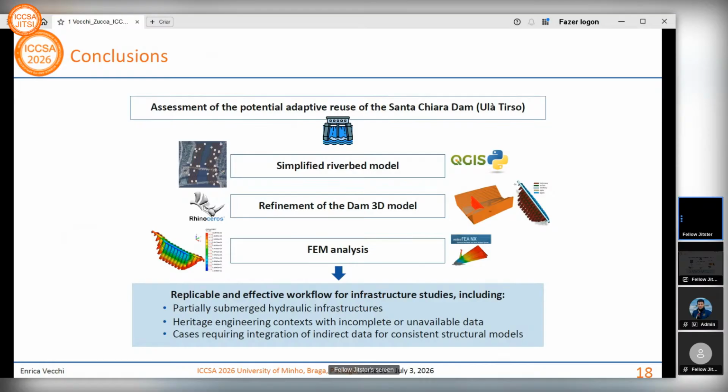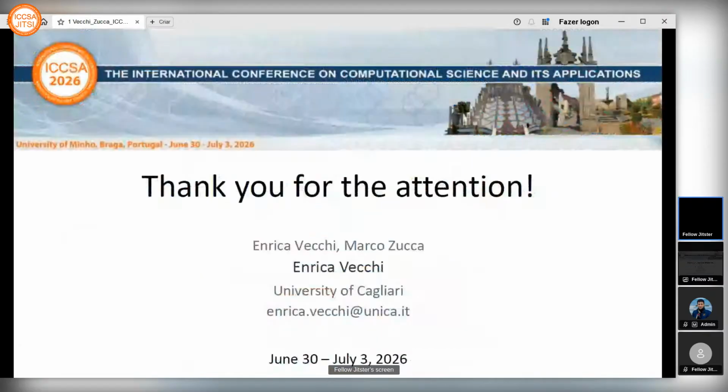Our workflow is, of course, a simplification in most of its parts, but it is intended to be transferable to other case studies, and in particular to some partially submerged hydraulic infrastructures or heritage engineering contexts where we have to deal with unavailable data, and of course for any case that requires the integration of indirect data and structural modeling. Thank you.